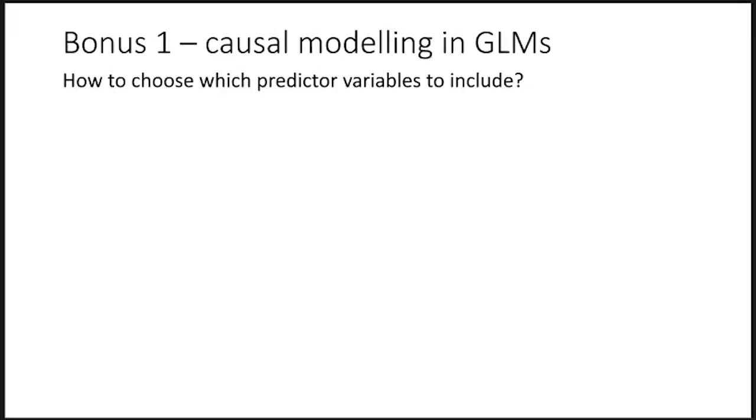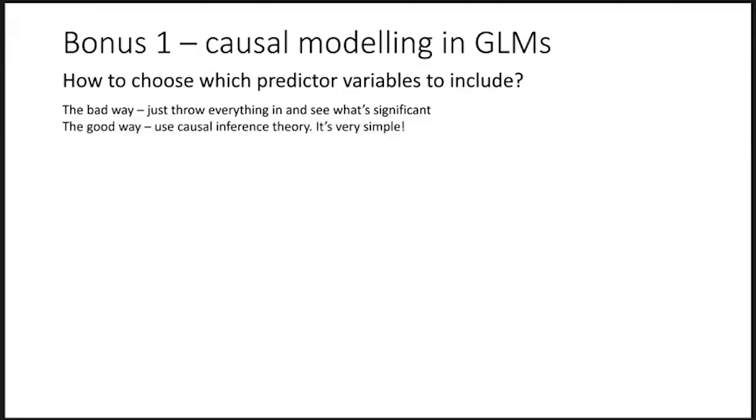So the first bonus slide is about how we choose which predictor variables to include. This is something Yuval told me. What is the bad way to choose which predictor variables to include? Just throw everything in and see what's significant. That's not a good way to choose which independent variables to include. The good way is to use something called causal inference theory. That sounds complicated, but it's very simple. It has 3 rules, so we're going to go over the rules.